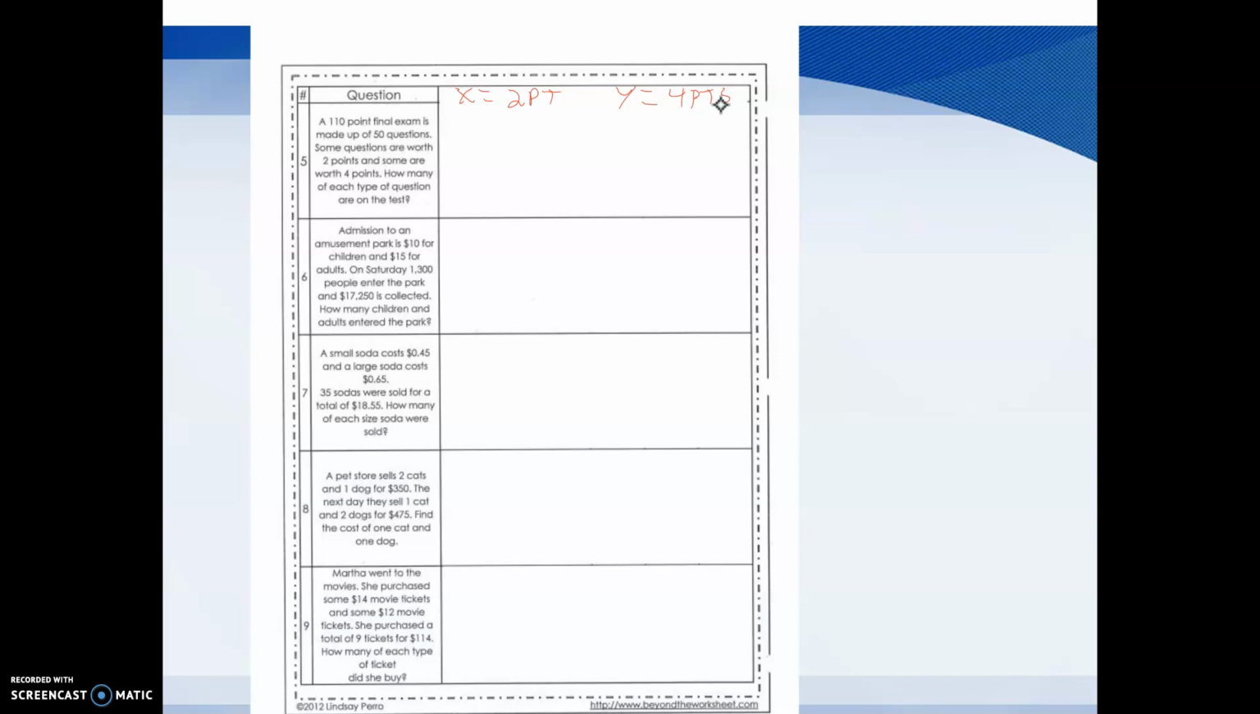So, if you started off with 110 points, well, what makes up the points? Well, we make up the points by some 2 pointers, right? Which are the x's, and 4 pointers. So there's one of my equations right there. So a certain amount of 2 pointers plus a certain amount of 4 pointers are going to give me a total of 110 points on the test. All right. Now the next one may be a little tricky to find, but it's just 50 questions.